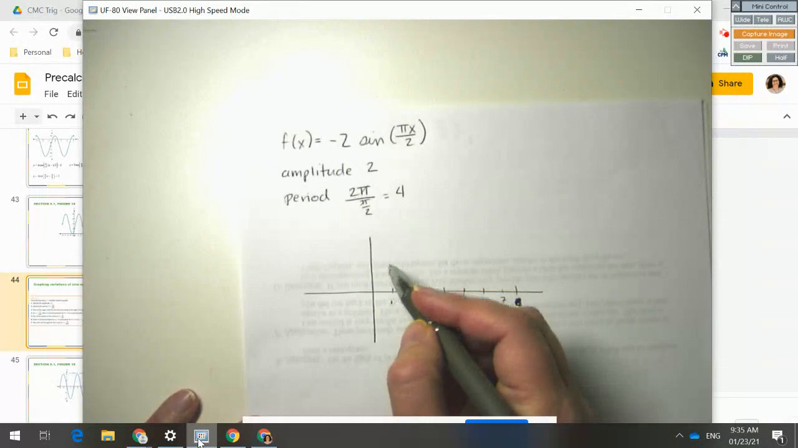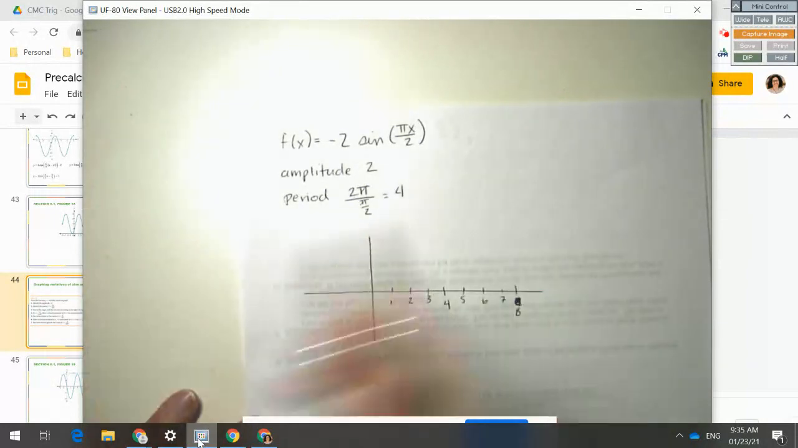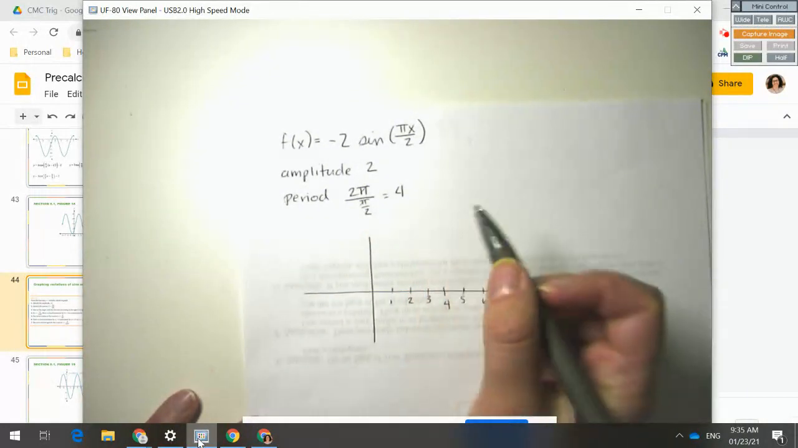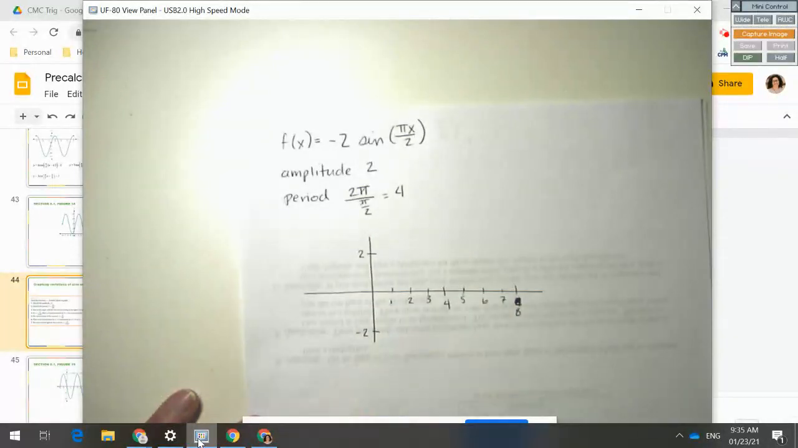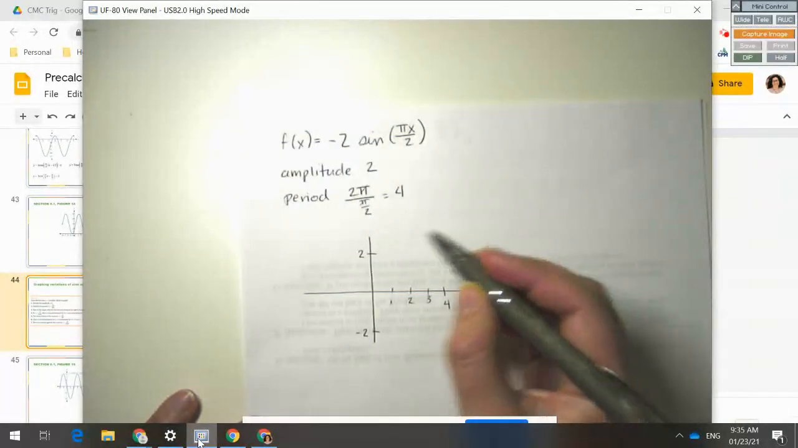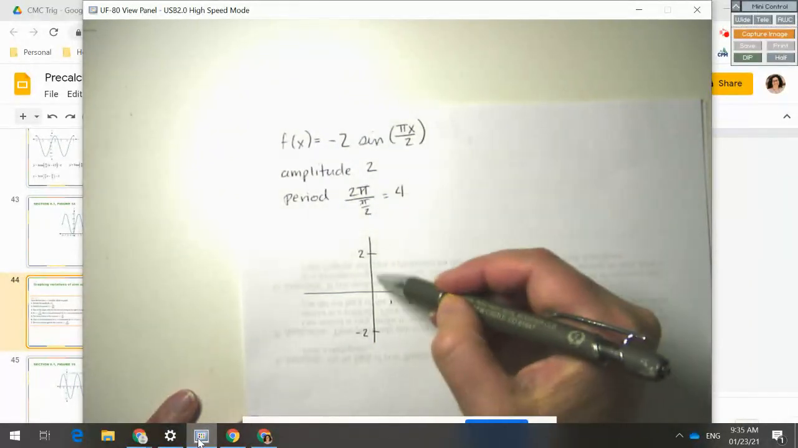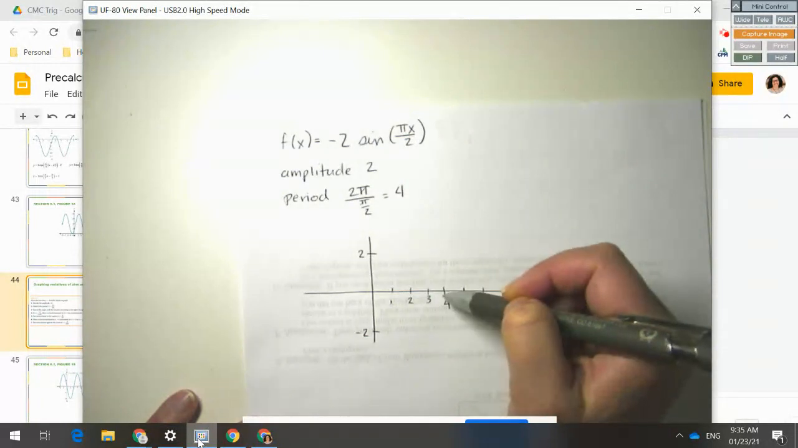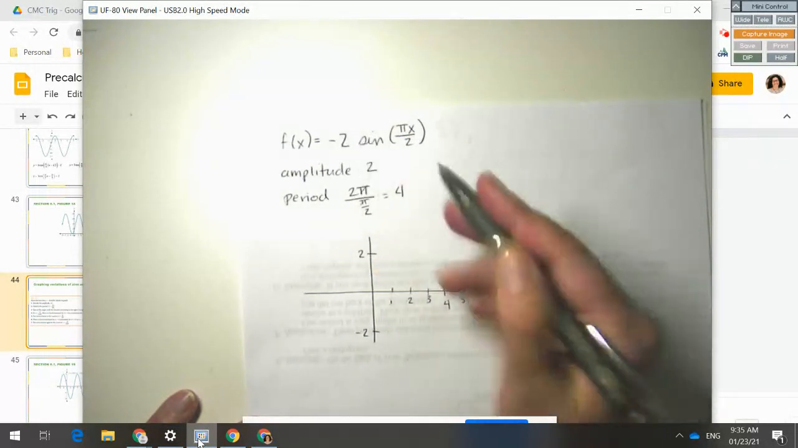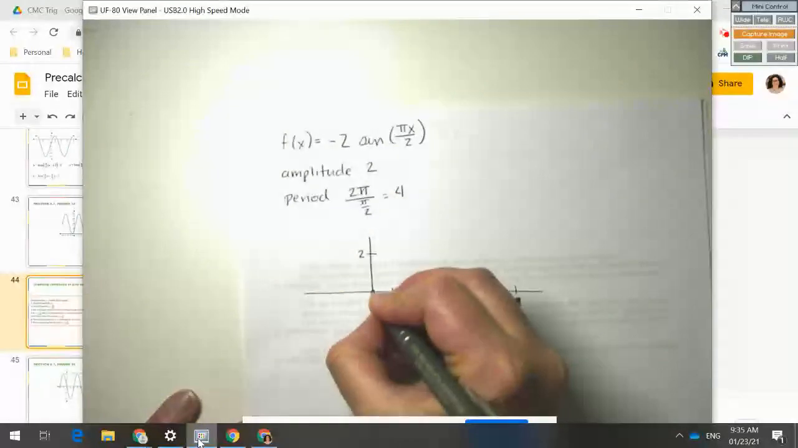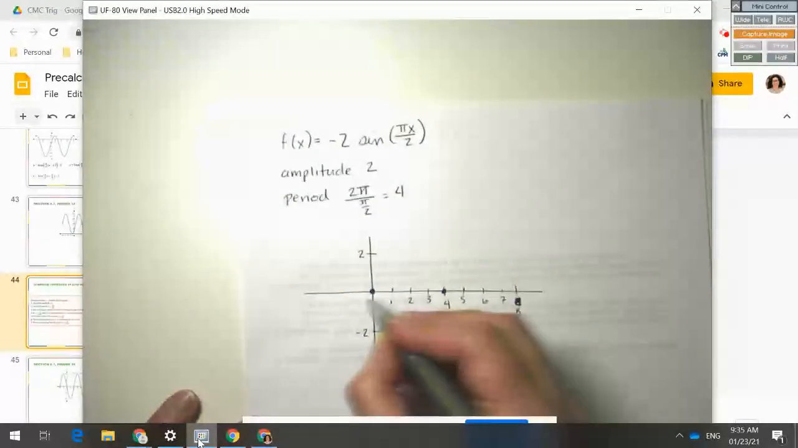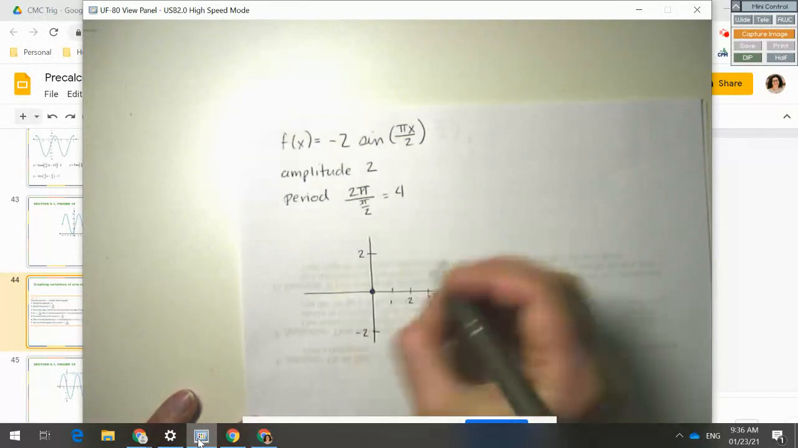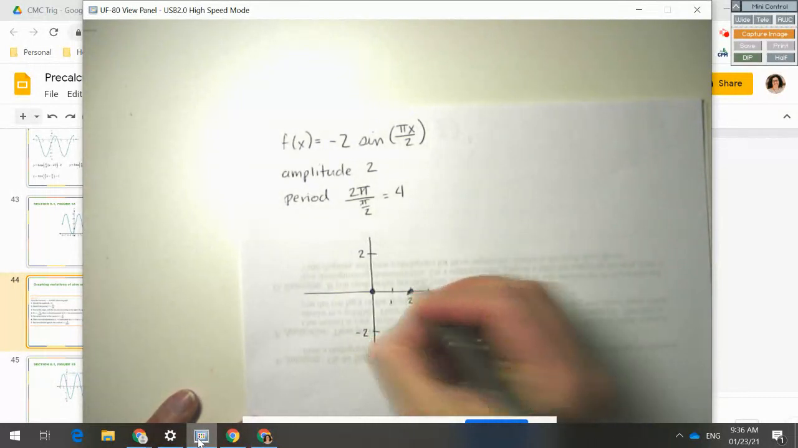Our amplitude is 2. There's no vertical shift, right? There's no plus or minus anything here at the end. So we're going to go up to 2 and down to minus 2. Normally sine goes up and then down, but this minus sign is going to reflect it. So let's just say we're going to start here and we're going to end here. There's one period from 0 to 4, and halfway through, we're also going to cross the x-axis.